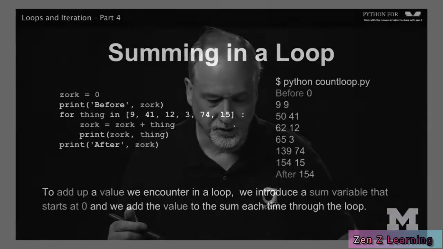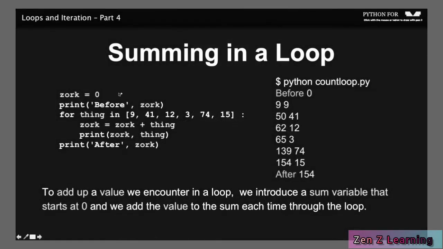So that's counting. The next thing we're going to do is total up a series of values. In this case, it makes a little more sense now. We're going to have another variable, zork. I would probably call this total. During the loop, it'll be the running total, and at the end of the loop, it will be the total. So total equals 0 before; that's the running total of what we've seen.